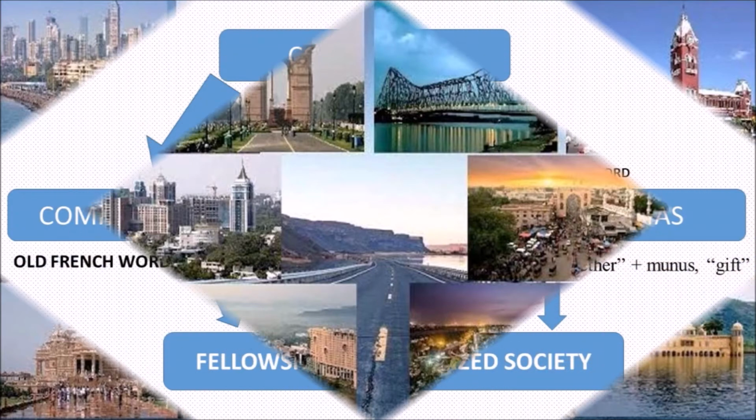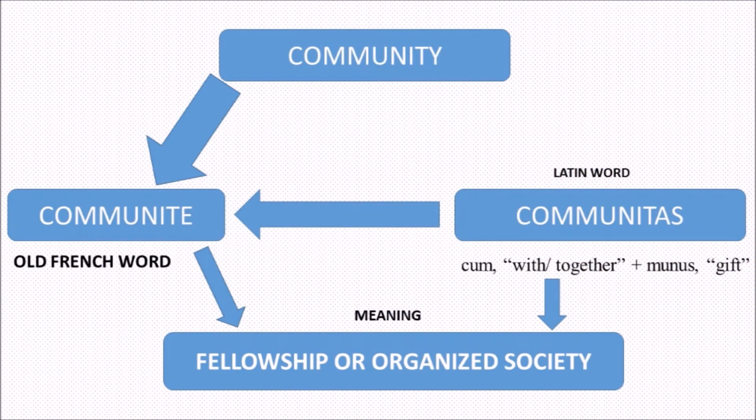The word community is derived from the old French word communauté, which is derived from the Latin word communitas. Cum means with or together, and munus means gift. It is a broad term for fellowship or organized society.